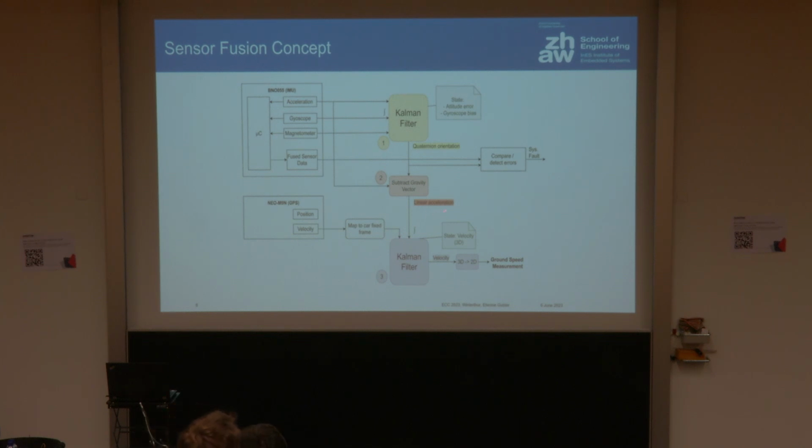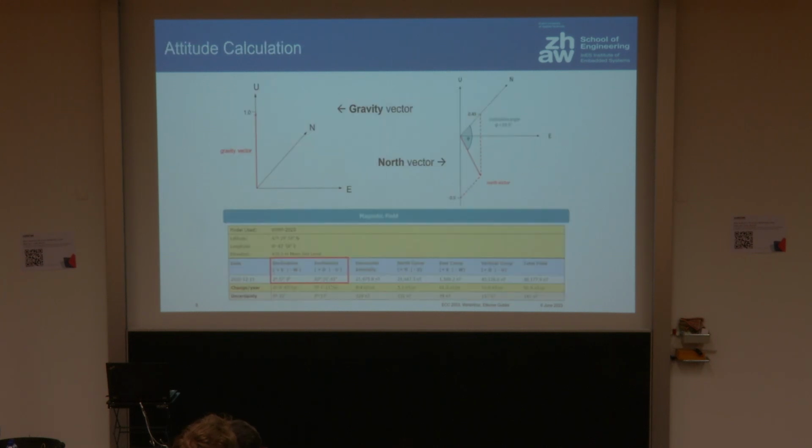We want to get the linear acceleration, so that the true acceleration from the accelerometer. And we want to combine this in a second Kalman filter with the velocity signal from the GPS in order to get the speed over the ground of the race car. So let's see how we do this with the most important pre-processing steps.